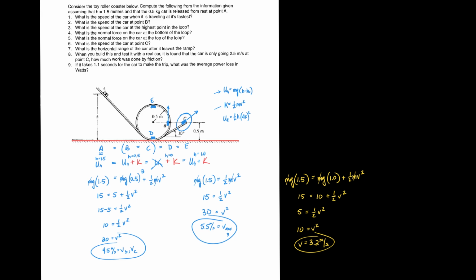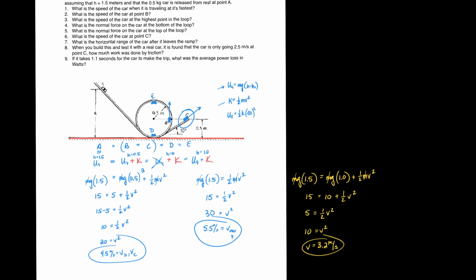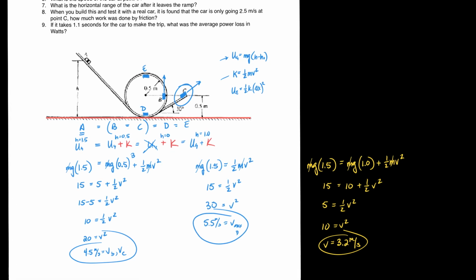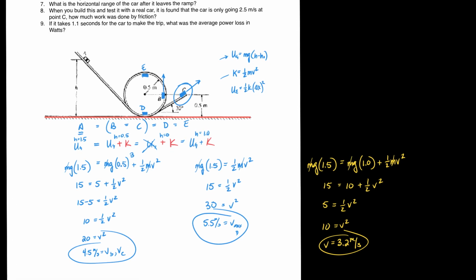So you had no trouble with the force part of this? Okay. Yeah, that's 4 and 5. You just asked for 7, 8, and 9. So I'm good to go to 7, 8, and 9? Okay. 7. What is the horizontal range of the car after it leaves the ramp?